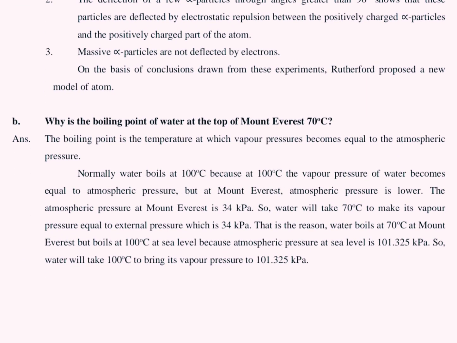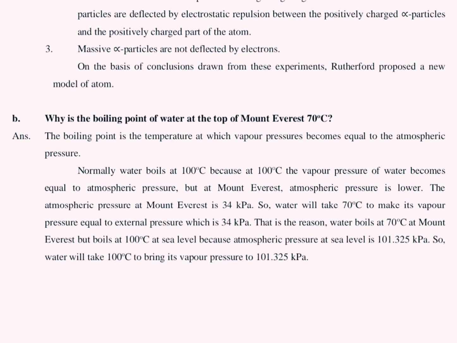The next part is, why is the boiling point of water at the top of Mount Everest 70 degrees centigrade? The simple reason is that boiling point is when external and internal pressure are equal. When you're moving upward, away from the earth, we know the atmospheric pressure is decreasing. So ultimately your boiling point will decrease. Normally water boils at 100 degrees centigrade, we all know it. But as you go upward, your atmospheric pressure is decreasing, and at Mount Everest it is around 34 kilopascal. So water reaches 70 degrees centigrade, and the pressure becomes equal. So it boiled at that particular point.